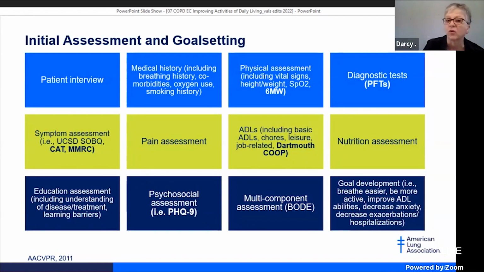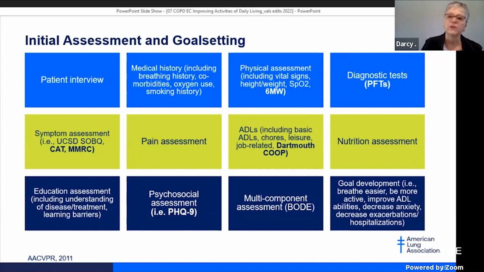We want to know about their comorbidities, their oxygen use, their smoking history, physical assessment, including vital signs, SpO2, height and weight. We use, and most programs use, a 6-minute walk to determine exercise capacity. We also are looking at their saturations, their perceived exertion. We do that pre and post program.